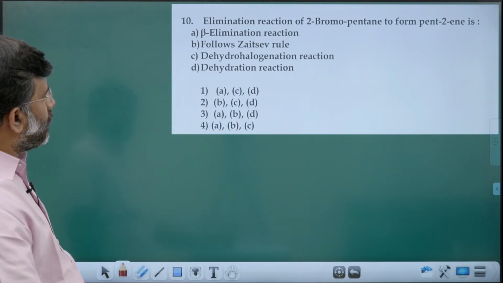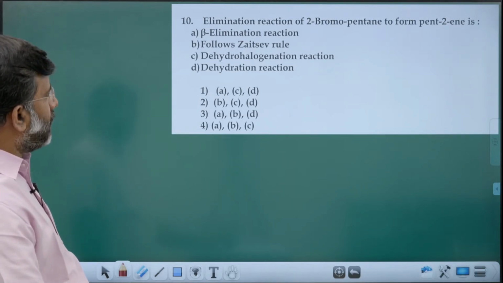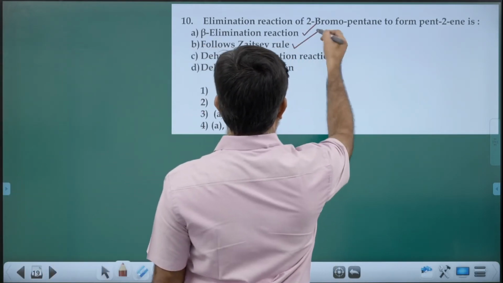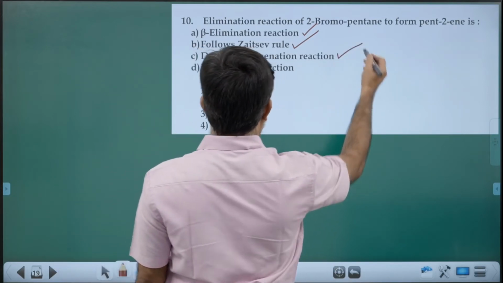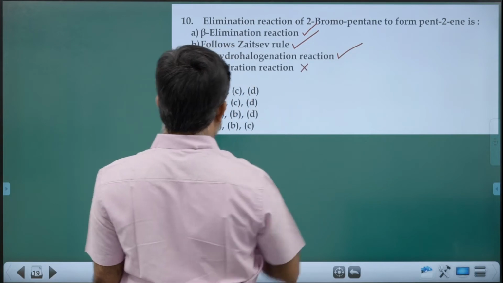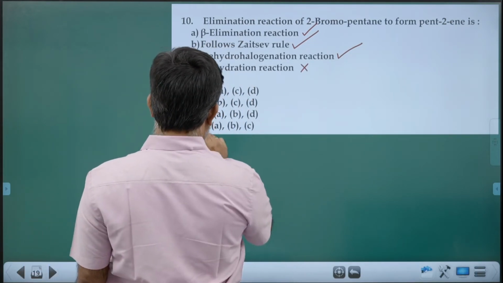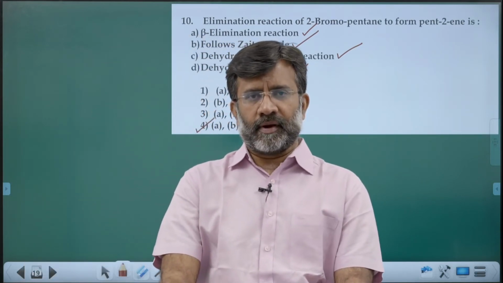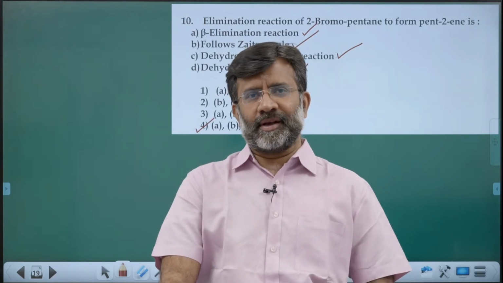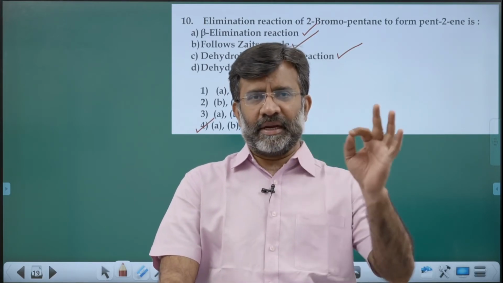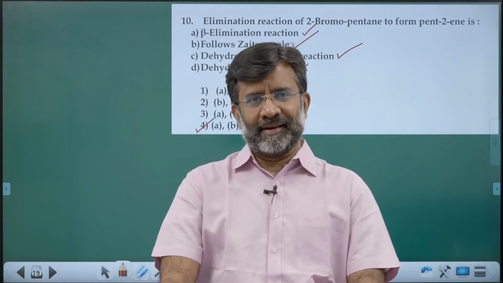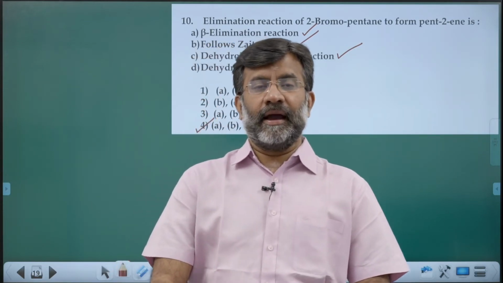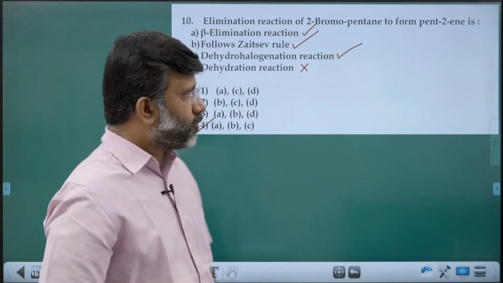The elimination reaction of 2-bromopentane to form pent-2-ene is a beta elimination reaction. It follows Saytzeff's rule. It is dehydrohalogenation, not dehydration. The answer is the fourth choice. 2-bromopentane is converted to pent-2-ene according to Saytzeff's rule. It is called a beta elimination: removal of hydrogen happens from the beta carbon, and it is a dehydrohalogenation reaction. Next one.